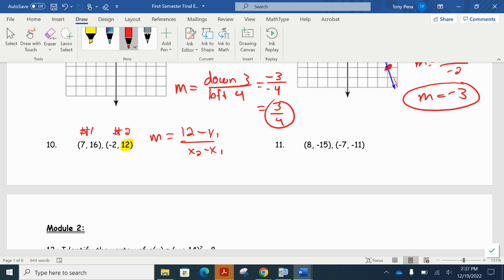I'm going to replace the y sub 1. That's indicating we want to go to point number 1. And we want the y coordinate in point number 1. So that's going to be a 16.